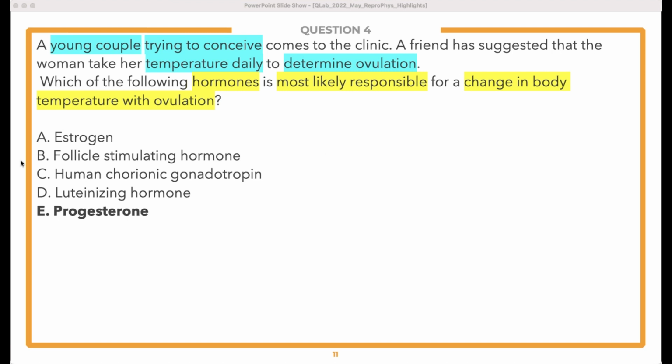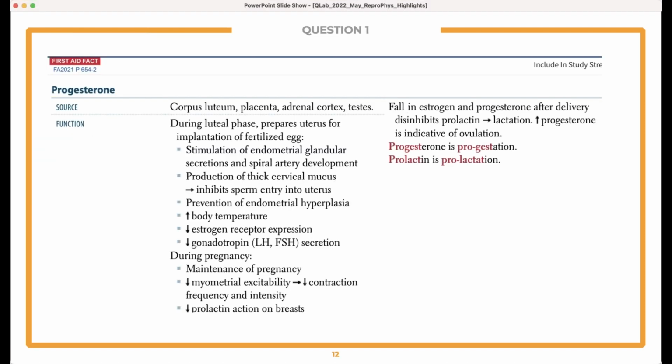So if we go to the next slide, we'll actually take a look at our table on progesterone and first aid, and you can see that during the luteal phase, it does a few things.